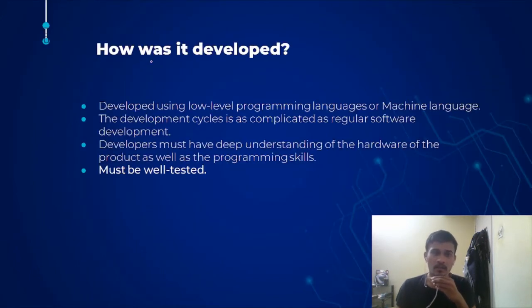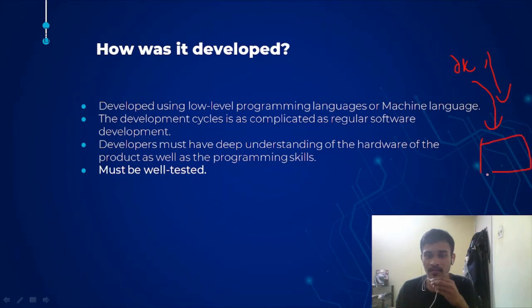So how was it developed? Firmware was developed using low-level programming languages or machine language, that is zeros and ones. The development cycle is as complicated as regular software development, and it has progressed a lot from the old days to today. Developers must have a deep understanding of the hardware product as well as programming skills. And remember one thing, guys: even in programming, the skills matter the most, not the language itself. It must also be well tested.